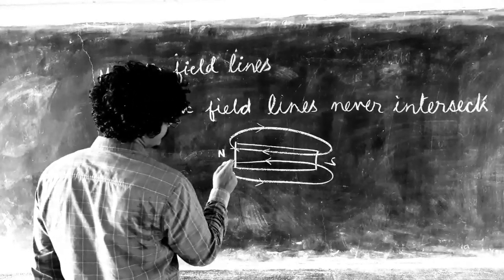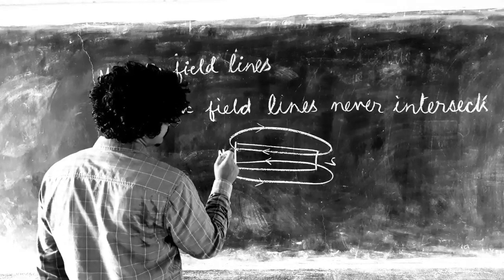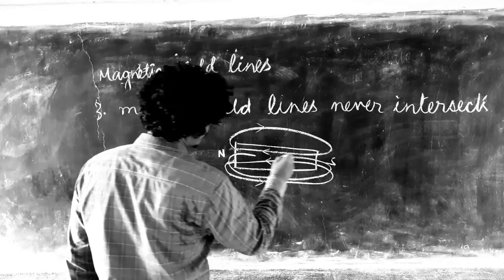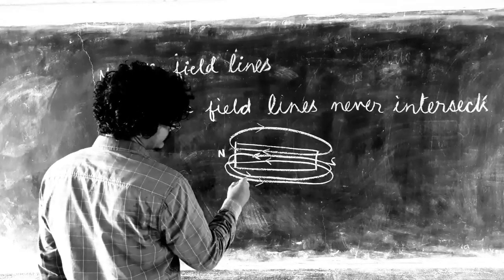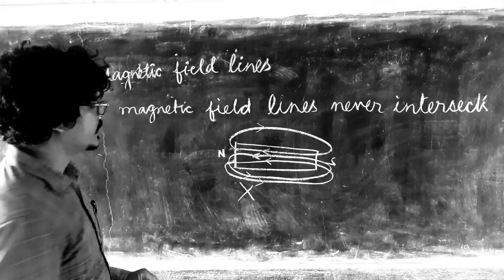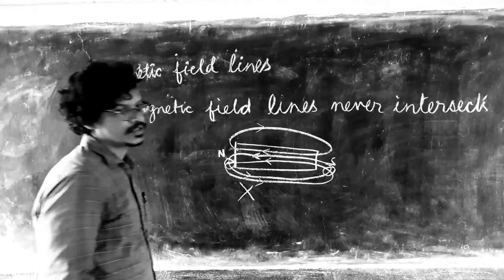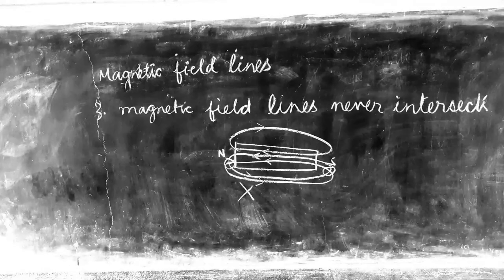So you cannot draw magnetic field lines in such a way that they are intersecting. If you draw something like this, it will be wrong, because the magnetic field lines are intersecting at these two points, which is not possible. So magnetic field lines never intersect.